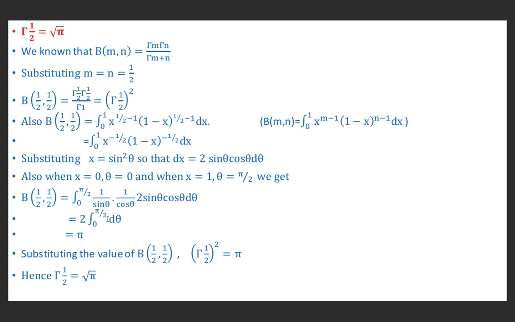Integration of this is theta. Limits are from 0 to pi by 2, so pi by 2 minus 0. So 2 into pi by 2 minus 0 is pi. So this value is pi. It means here we have seen that the beta function for m equal to half and n equal to half is gamma half whole square, and here it is pi. So gamma half whole square is equal to pi. It means gamma half is equal to under root pi.